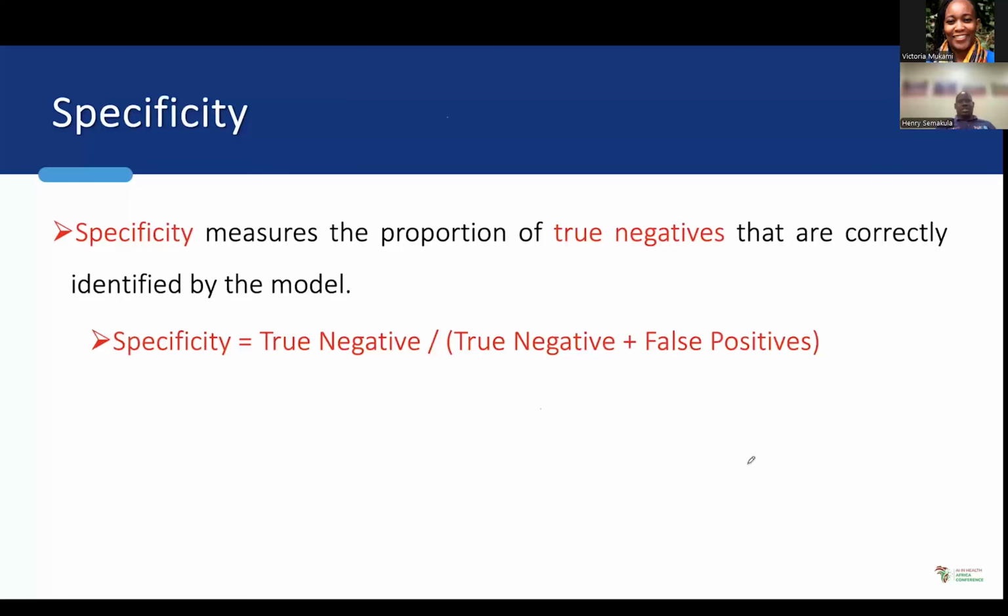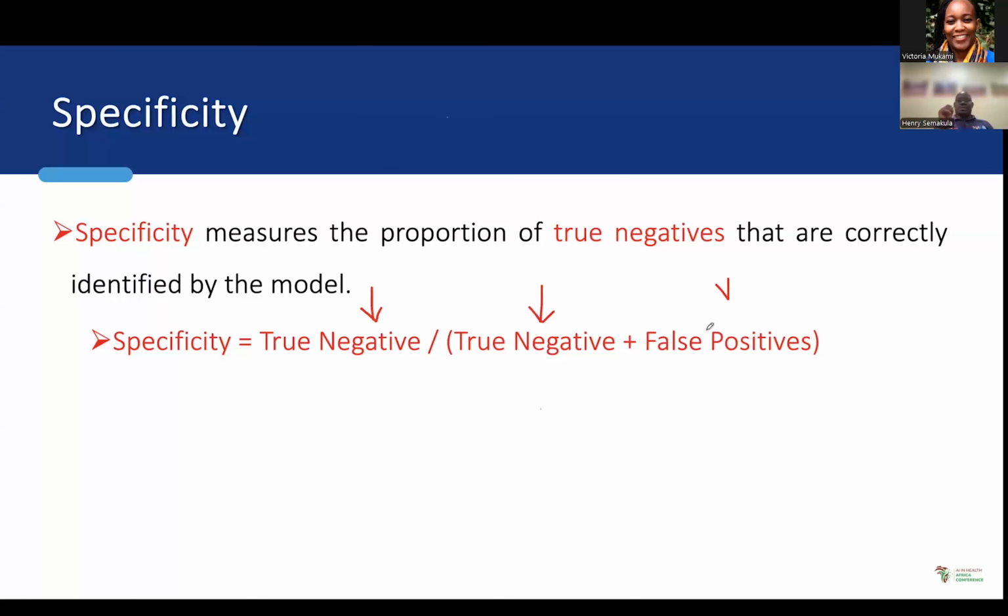We have what we call specificity of the model, and specificity measures the portion of true negative classes predicted to be right versus all the negative classes that you have in your data. It's given by the formula true negatives divided by the summation of true negatives plus false positives. Remember, these false positives are negative. They are wrongly classified to be positive, but in actual sense, they are negative.